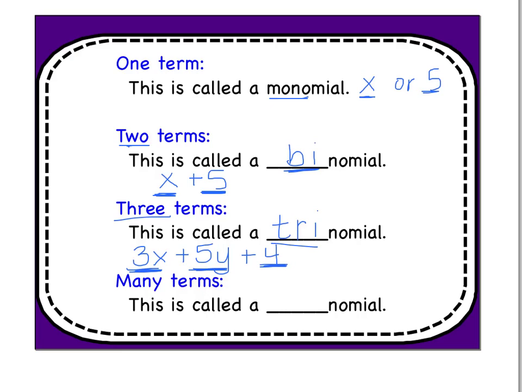If you have any more than 3 terms, they just call it a polynomial. Poly meaning many. So that would be like x plus y plus z plus a. That has 4 terms. It's more than 3. It's a polynomial.